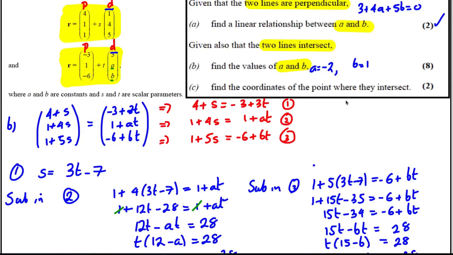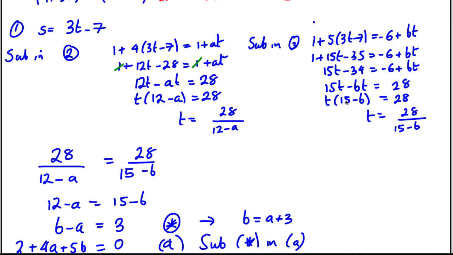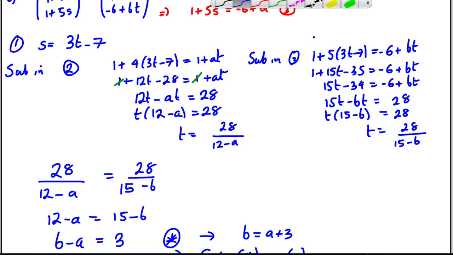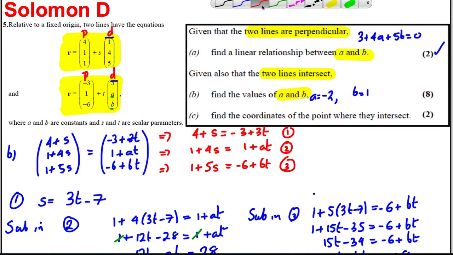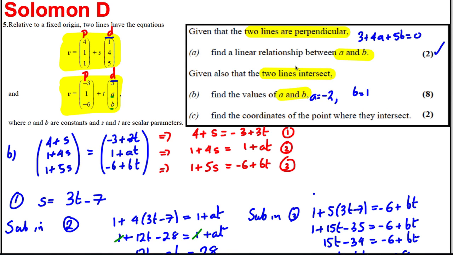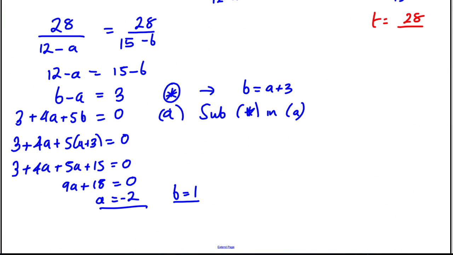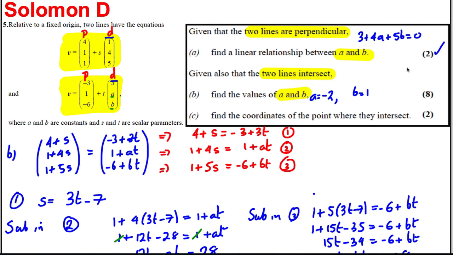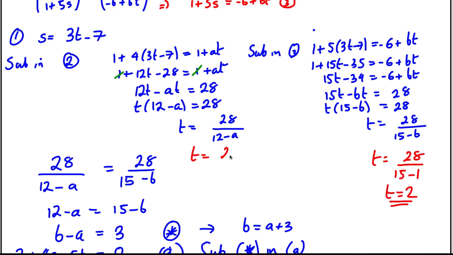Okay, and then it says find the coordinates of where they intersect. Well, what can I do from here? From that, I know if A is negative 2, I can find t. t must be equal to 28 over 15 subtract B. Sorry, I've got it wrong here. It's B I was substituting in here, my fault. So 28 over 15, take away 1, so t must be 2. And if A is negative 2, I found here, similarly t is going to be 28 over 12, take away negative 2, which is also 2. So I've got t is 2.